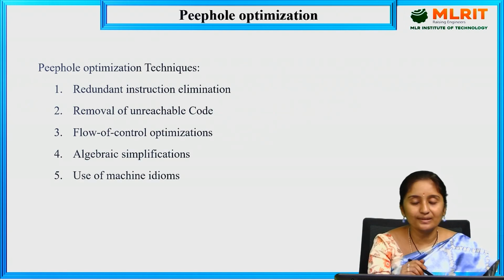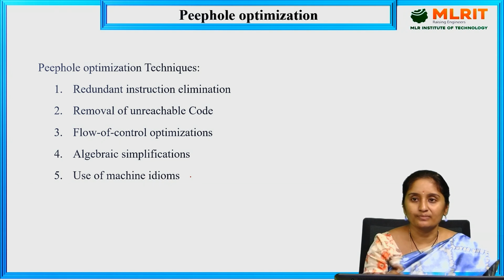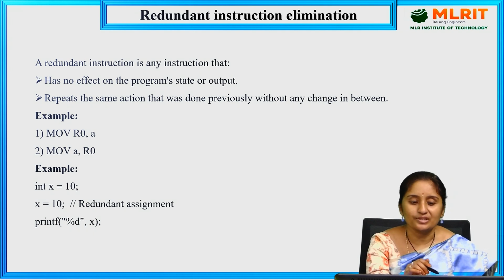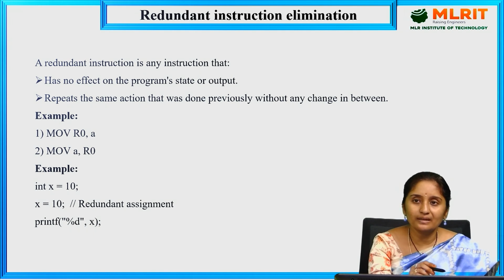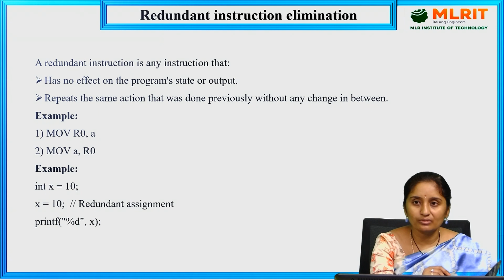These are the techniques under peephole optimization. The first one is redundant instructions elimination, then removal of unreachable code, flow of control optimizations, algebraic simplifications, and use of machine idioms. So let us see what is redundant instruction elimination. The name itself tells us that redundant means repeated instructions. There is no use of that instruction in the statements or in the program.